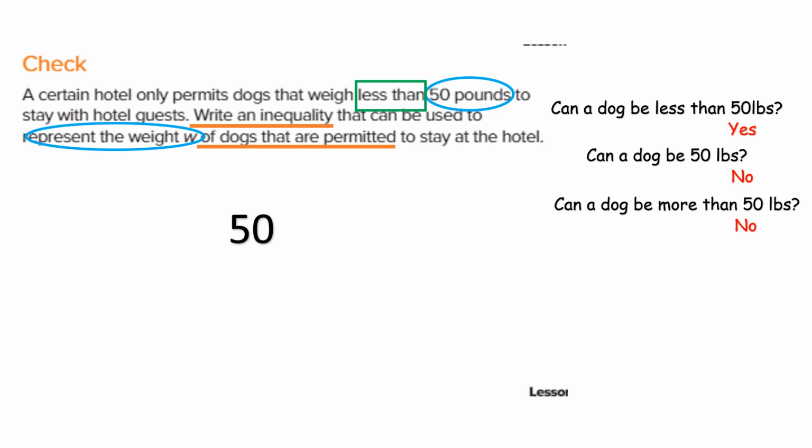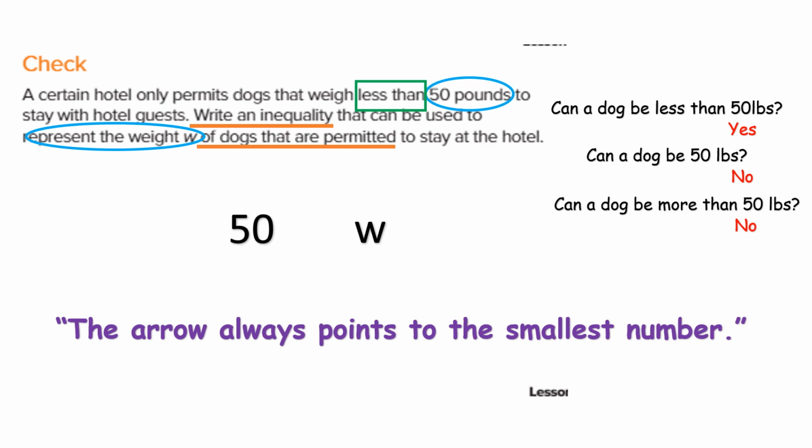So if I know that it's 50 and I have my weight for my variable of W, then which way does the arrow have to point? So the arrow, once again, always has to point to the smallest number. And in this case, we know that our variable is less than the number 50 that's given. So my arrow is going to point to the W. And this says any weight that is less than 50.